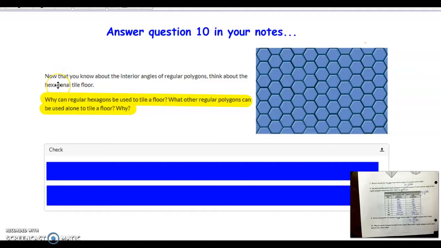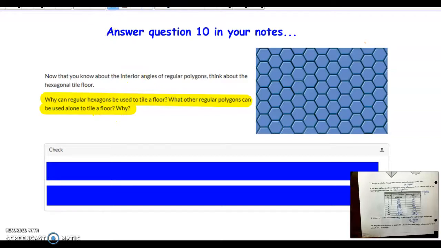All right, let's look at question 10 in your notes. It says, now that we know about the interior angles of regular polygons, think about the hexagonal floor tile again. Why can regular hexagons be used to tile a floor? What other regular polygons could be used alone to tile a floor, and why?